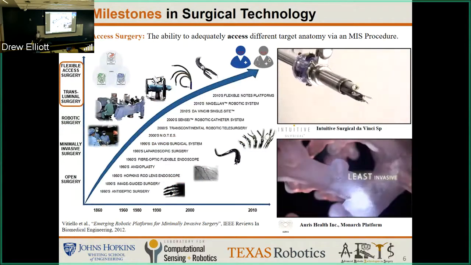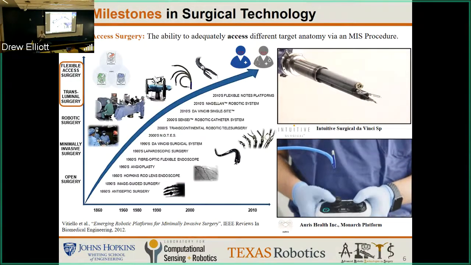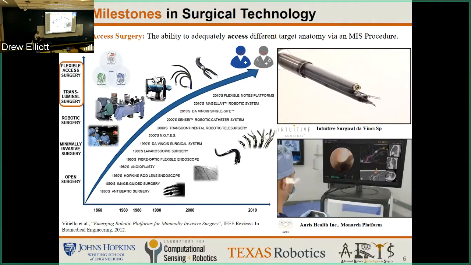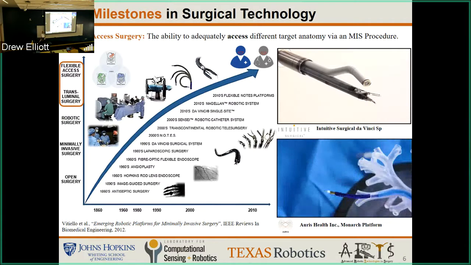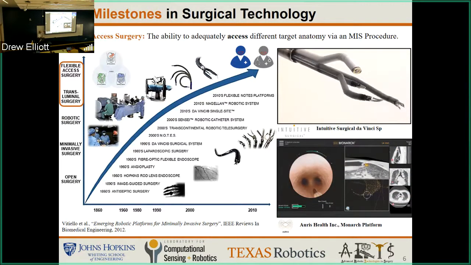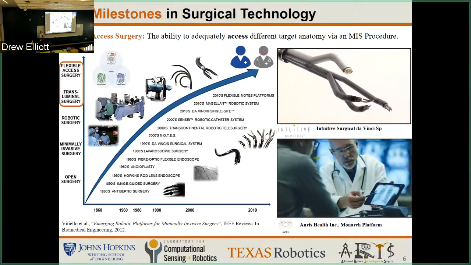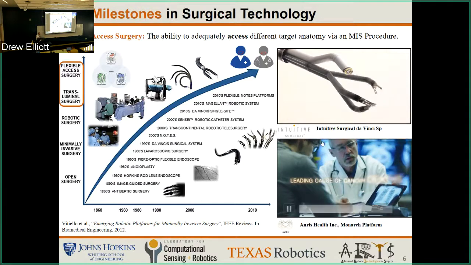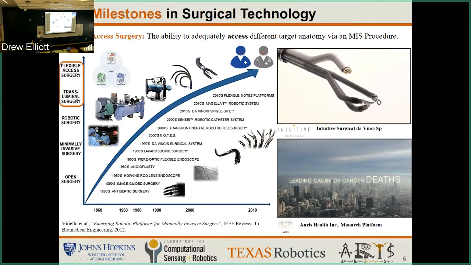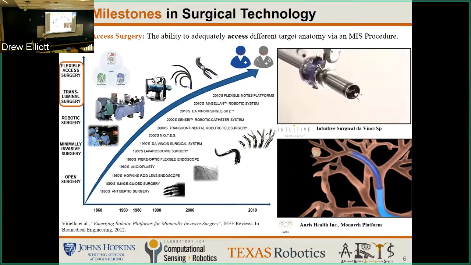I want to start with this nice plot that I took from a paper. It's relatively old, from 2012, but it shows different milestones in surgical robotics. It starts from open surgery, minimally invasive surgery, robotic surgery, which I guess all of you know as background. I just want to focus on the last part of this graph: transluminal surgeries, or natural orifice transluminal surgeries.